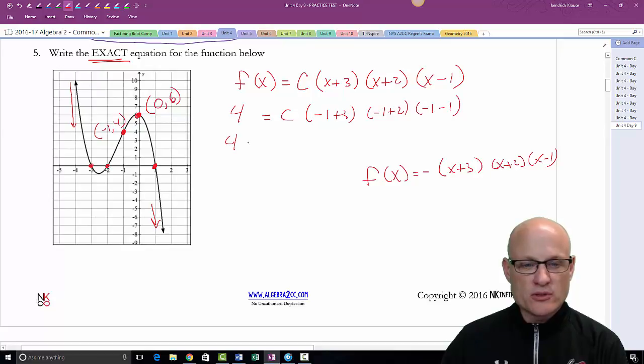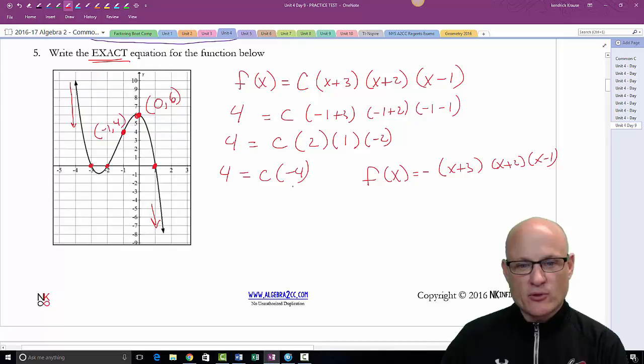Let's see. 4 equals... this isn't going to turn out exactly. C times... I don't think it is. Oh, maybe it is. That's 2. That's 1. And that's negative 2. So this is 4 equals C times negative 4, or C equals negative 1. Yeah, it worked out twice.